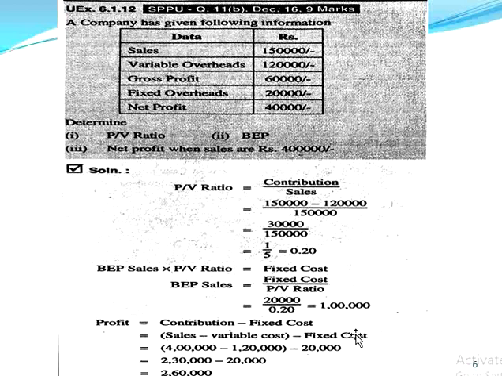So we put in all values. Sales under the given condition are 4 lakhs: sale of 4 lakh minus variable cost 1 lakh 20,000, and we have fixed cost 20,000. So the answer is 2 lakh 60,000 profit.